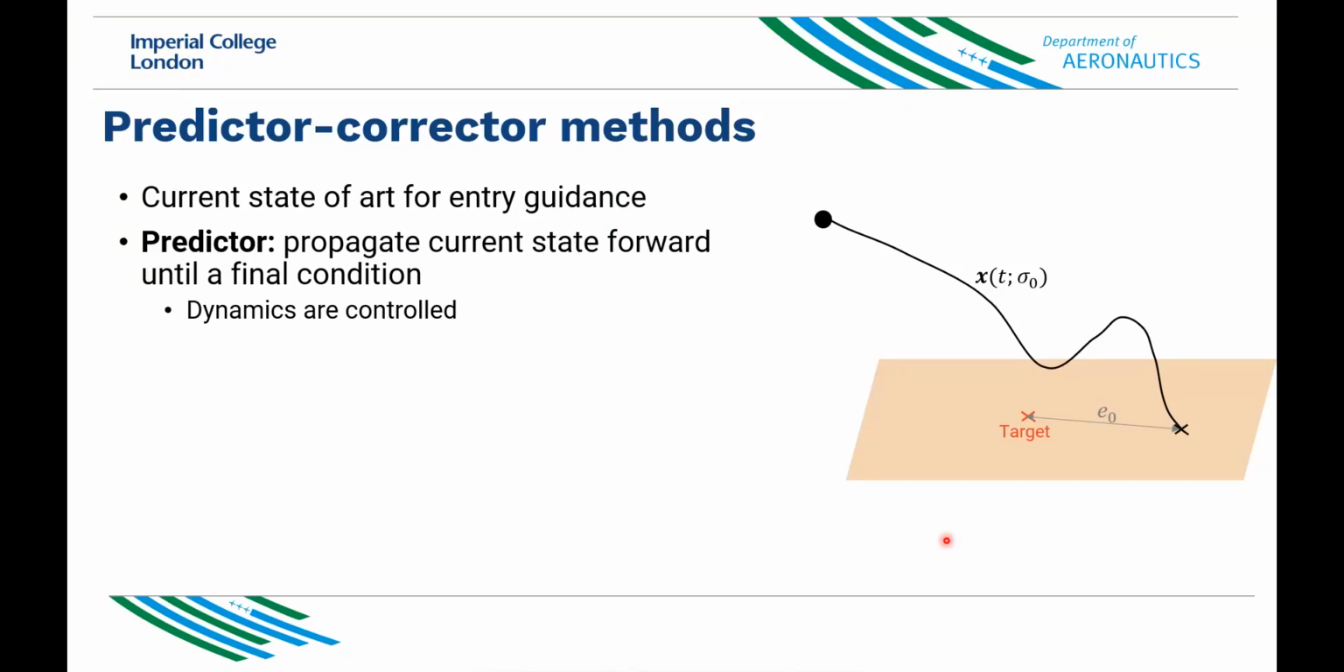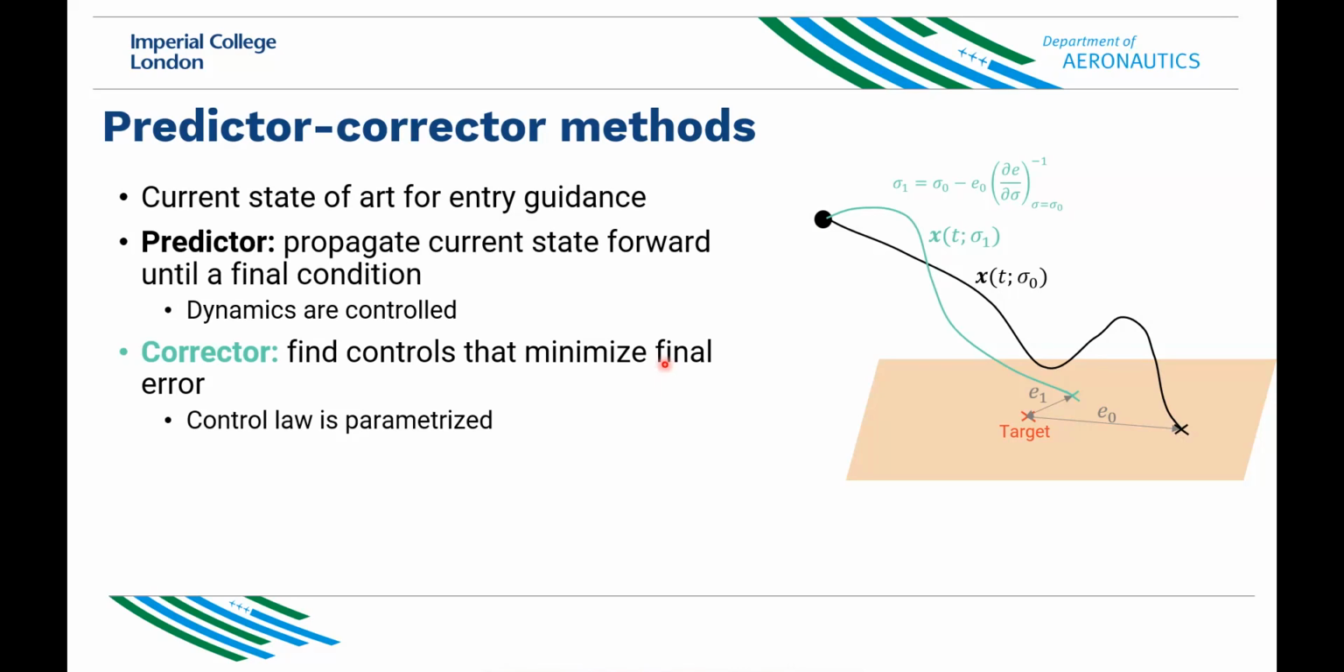Going a little bit into more detail for predictor corrector methods. Probably many of you already know how these work, but in essence, in a predictor corrector, we have first a predictor step in which we propagate the current state forward in time until a final condition is met. For instance, until a certain altitude is reached or a certain energy. And once the final condition is met, we compute a measure of error.